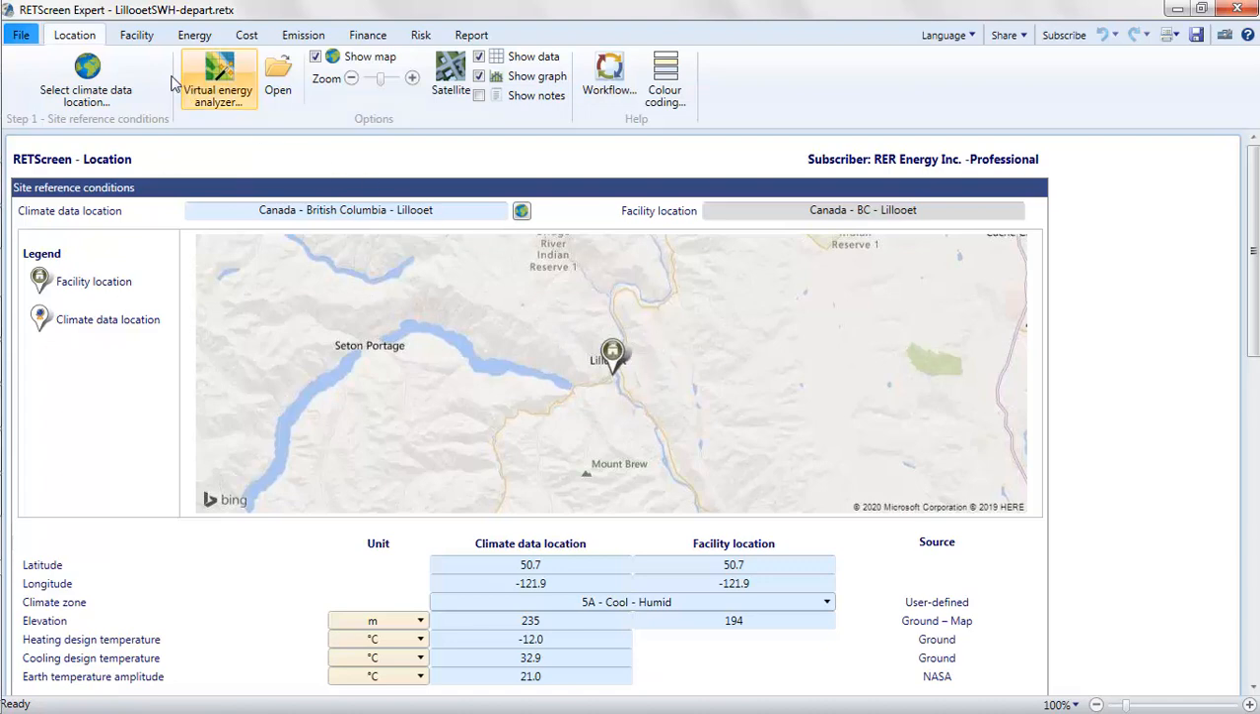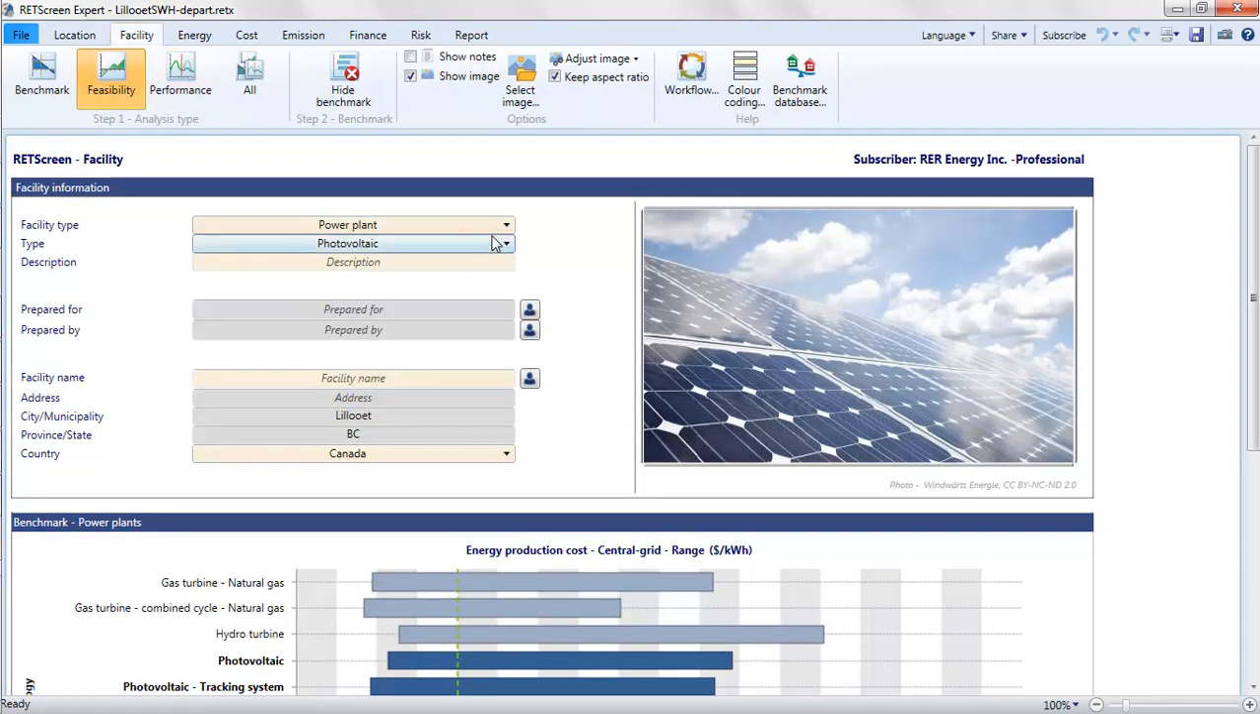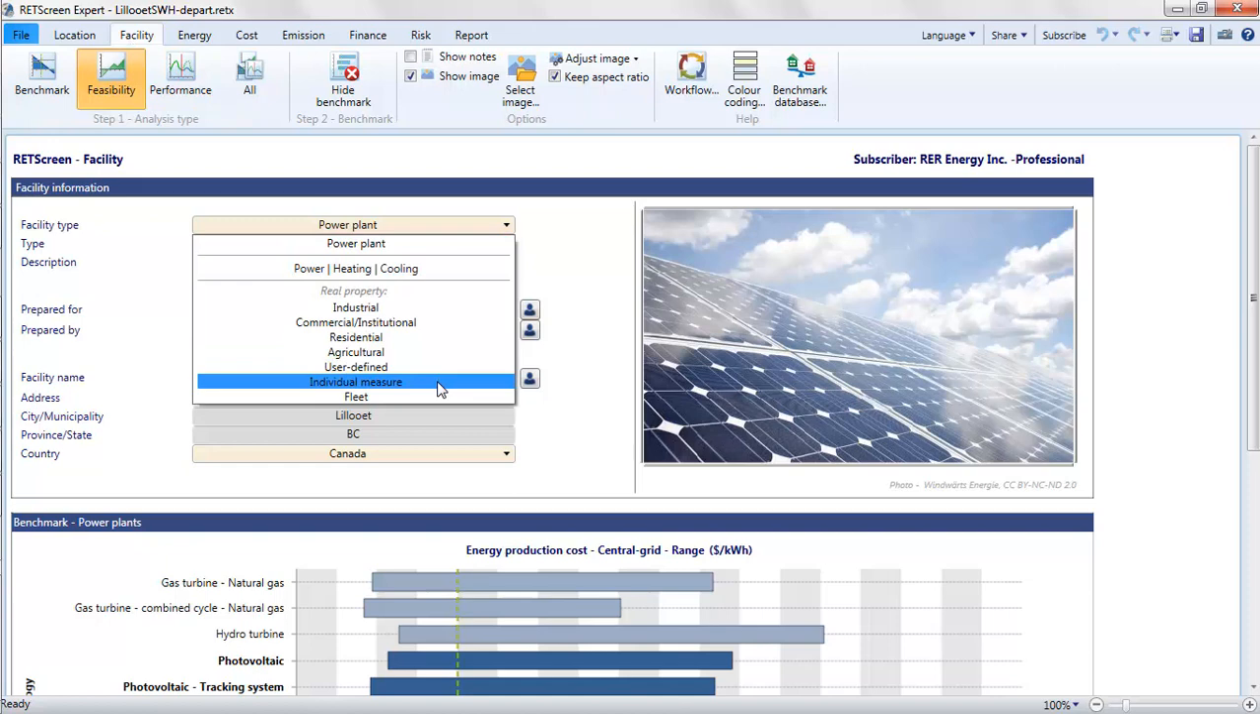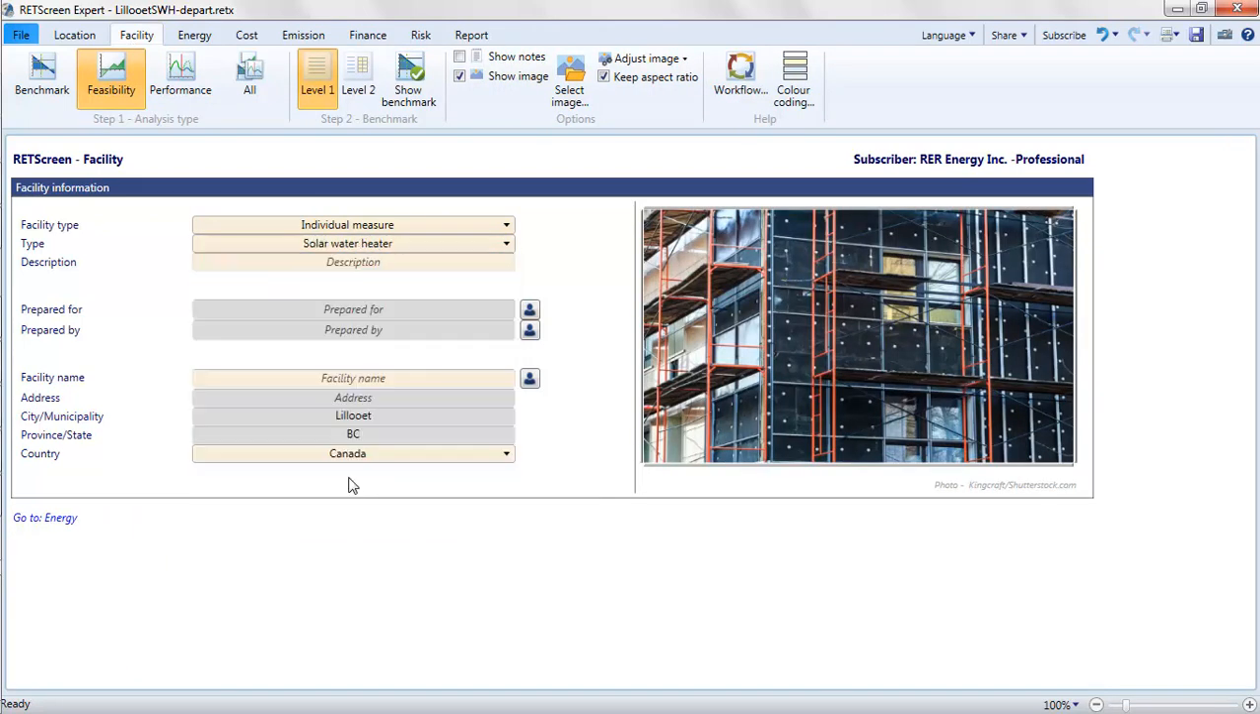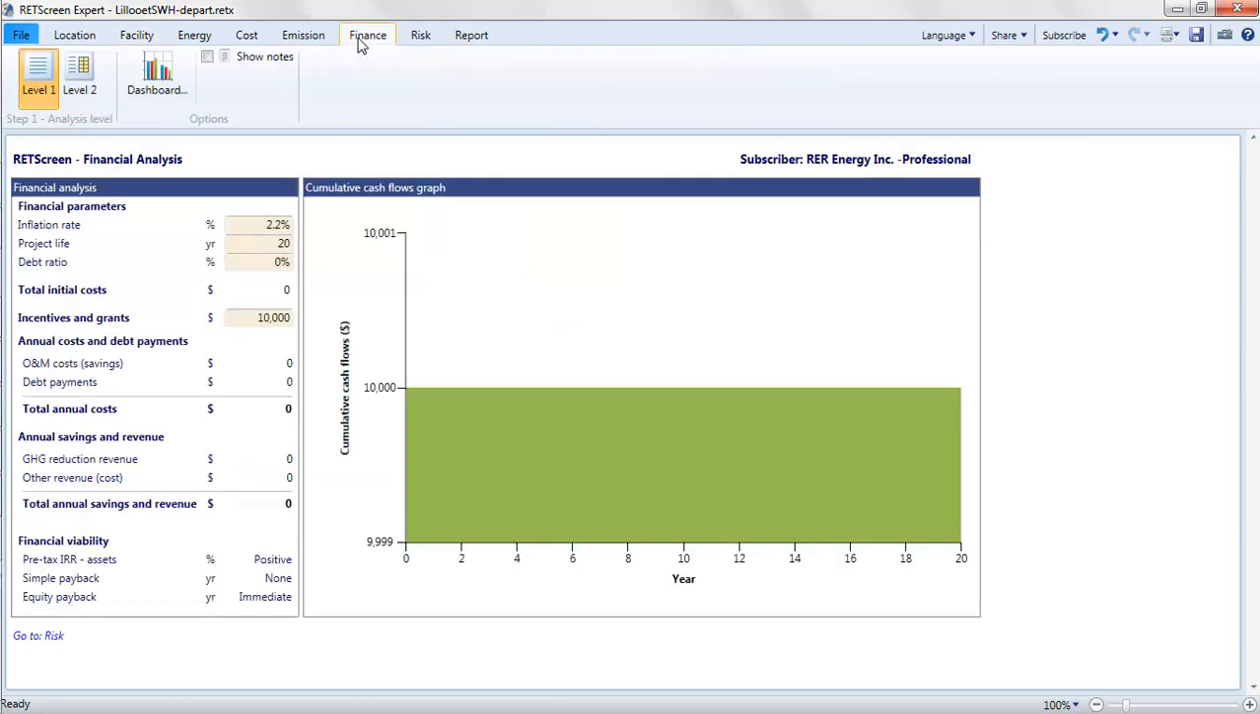On the Facility tab, I have to change the facility type to Individual Measure and the type to Solar Water Heater. I've already configured the Finance tab with the parameters applicable to the real project, notably that there was a $10,000 government incentive available and the project was done without debt financing.